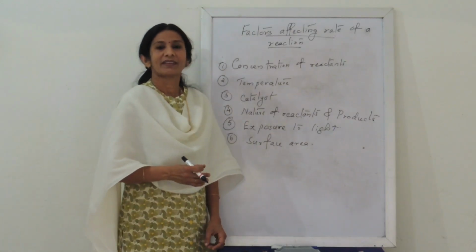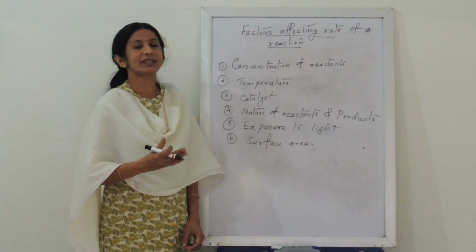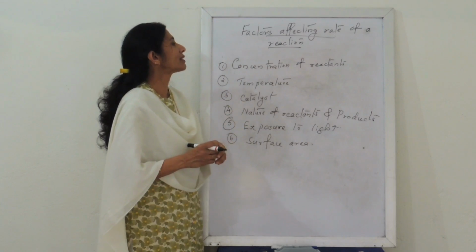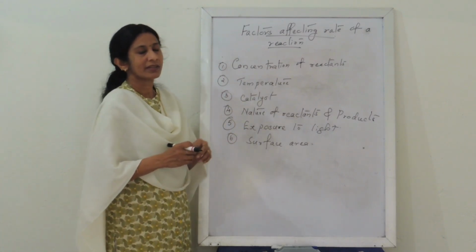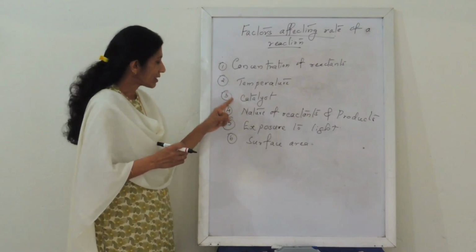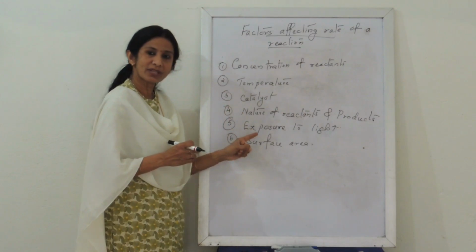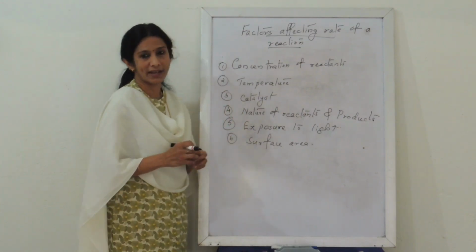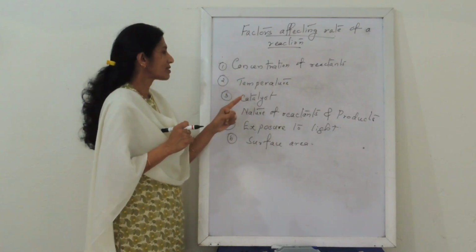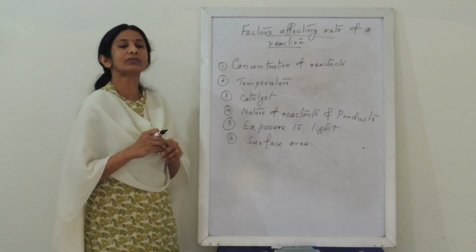Dear students, കഴിഞ്ഞ ക്ലാസ്സിൽ നമ്മൾ കണ്ടു rate of a reaction, that is average rate and instantaneous rate. Now the next one, the factors affecting rate of a reaction. That is the concentration of the reactant, temperature, catalyst, nature of reactants and products, exposure to light and surface area. ഇനി ഇതിൽ നമുക്ക് ഡീറ്റെയിൽ ആയിട്ട് കാണേണ്ടത് concentration of reactant, temperature and catalyst. ഇനി അതോരോന്നും നമുക്ക് നോക്കാം.